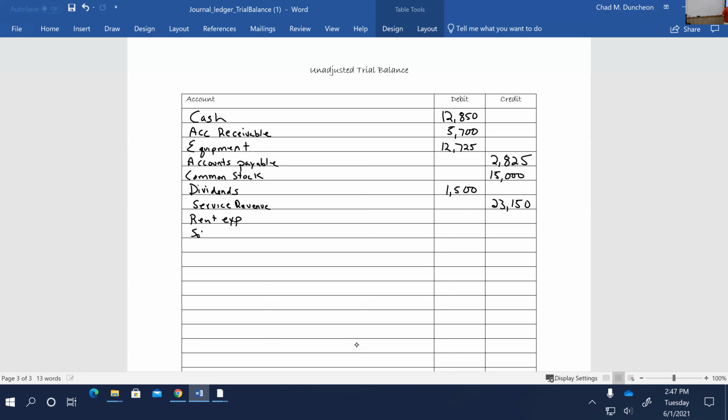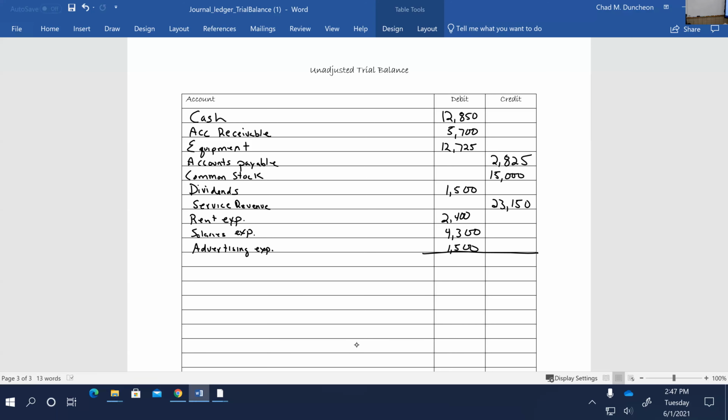So we'll go ahead and write these up here. Rent expense, salaries expense, and advertising expense. Expenses are the first E in DEALER, come with a normal debit balance. So we need to make sure we put these on the debit side. We have 2,400, 4,300, and 1,500.